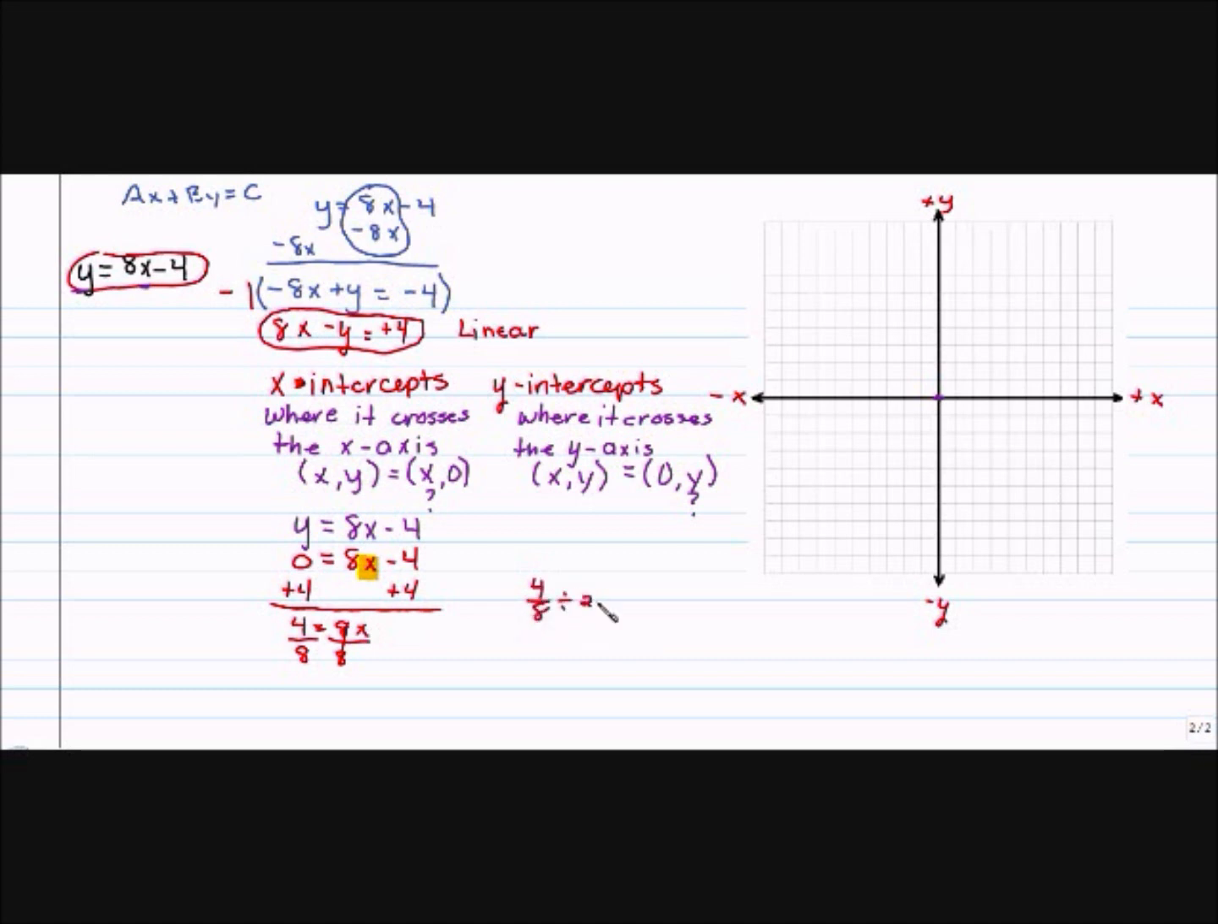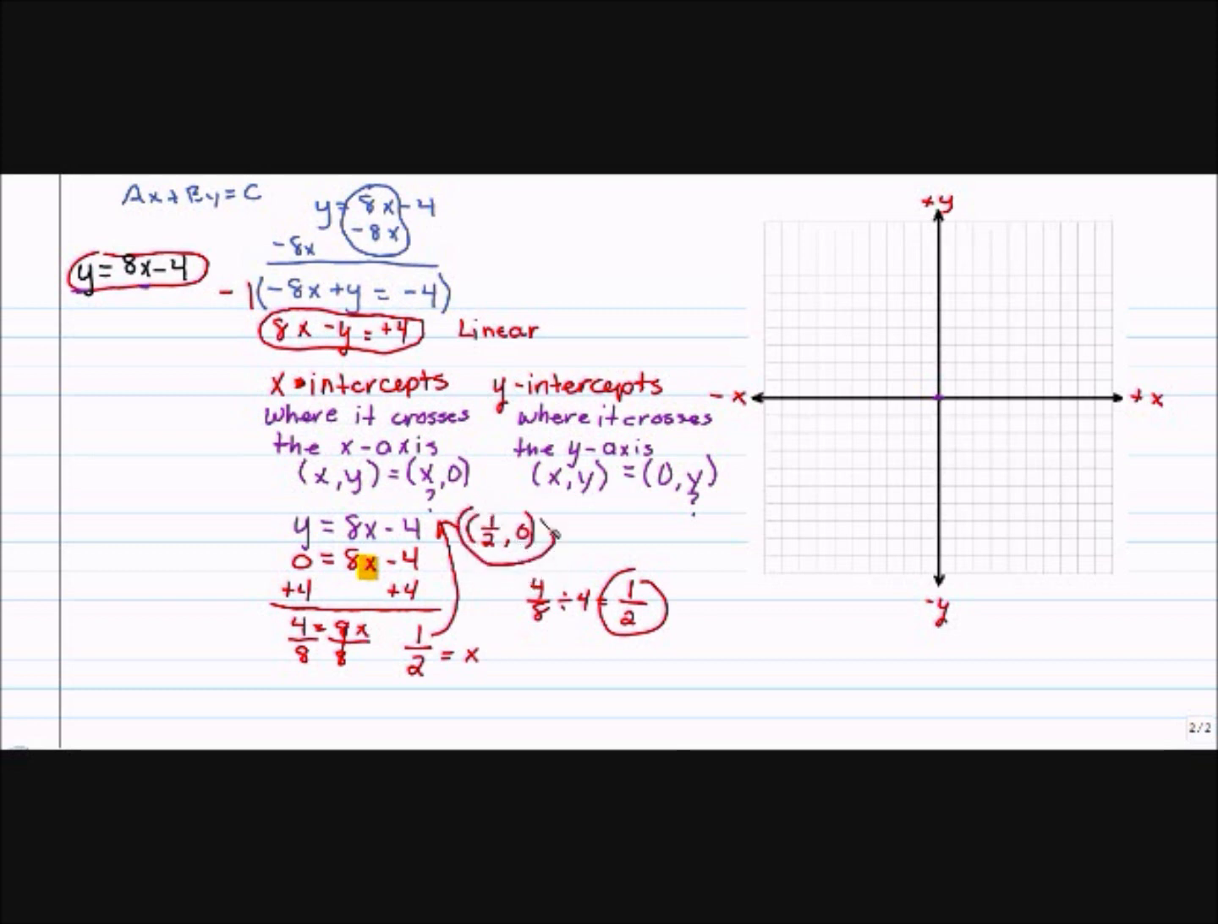I'm going to reduce 4/8. I'm going to divide by 4, because it's the bigger number. I always use the largest number to divide by. That way it'll give me the smallest result. Okay, 4 divided by 4 is 1, and 8 divided by 4 is 2. So, 1/2 equals x. That is my x coordinate. So when y is 0, x is 1/2.